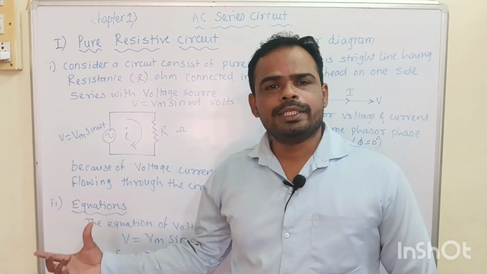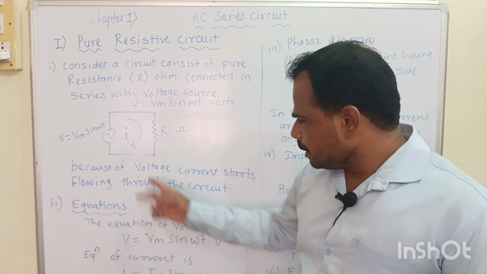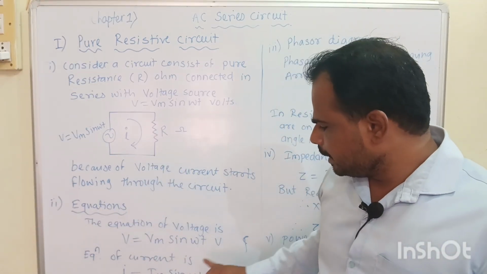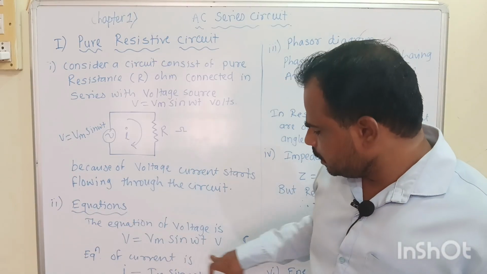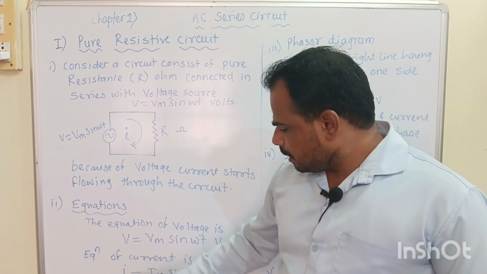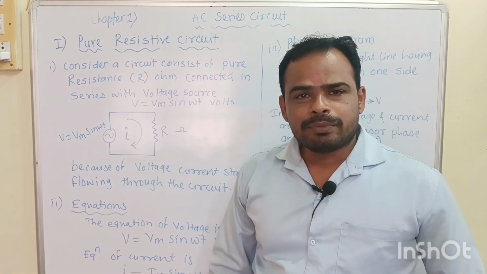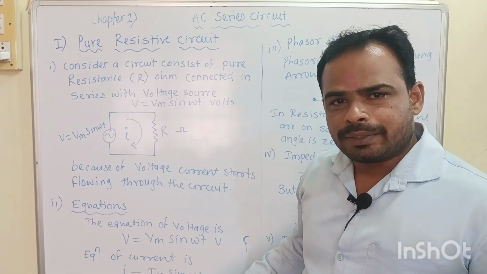Now we will see the equations. The equation of voltage is as given. The equation of voltage is V is equal to Vm sin omega t and unit of voltage is volt. The equation of current is I is equal to Im sin omega t and the unit of current is ampere.